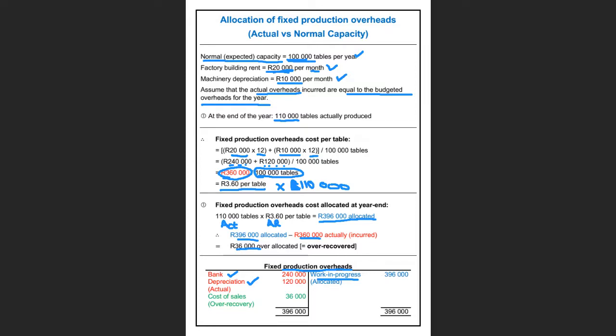Everybody comfortable? And then we had a situation where we've over allocated, so we need to decrease our cost of sales by 36.